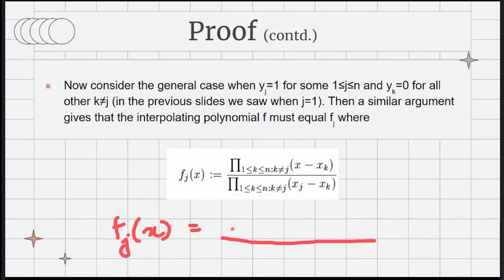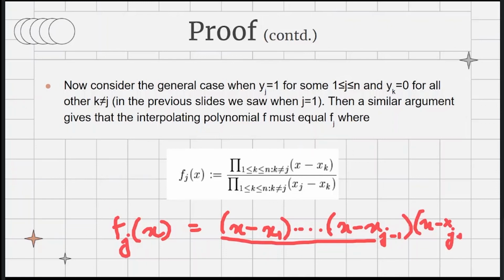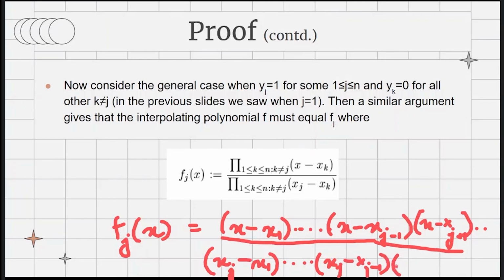So in the numerator, we again omit the jth term, which means we'll have x minus x1 so on until x minus x(j minus 1), and then we'll have x minus x(j plus 1) until x minus xn. Because of lack of space, I'm not going to write that. In the denominator, we take the omitted term, which is xj, right? And then we subtract x1, so on until xj minus x(j minus 1), and then we skip the jth part, otherwise this will become undefined, right? So xj minus x(j plus 1), so on until xj minus xn.